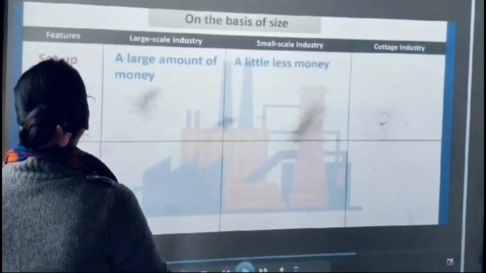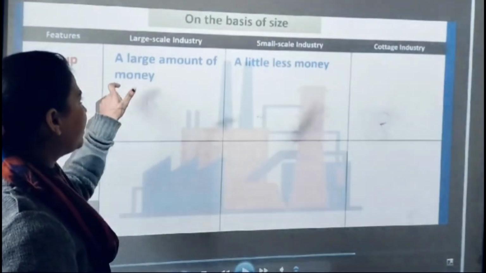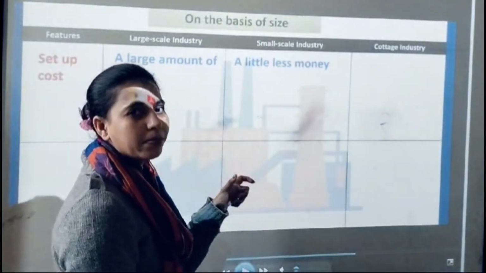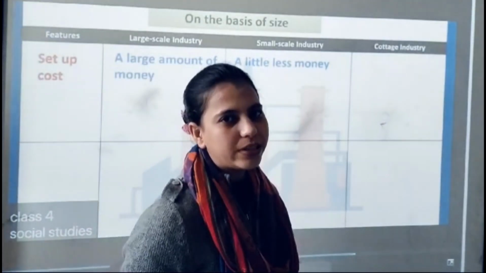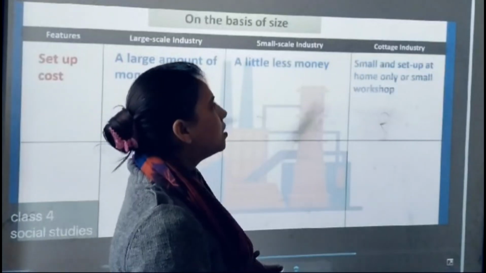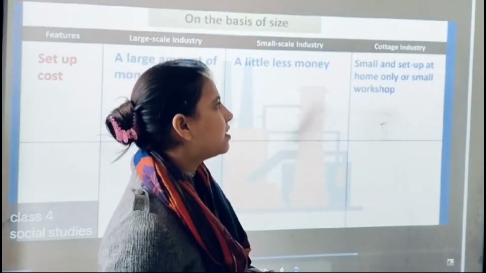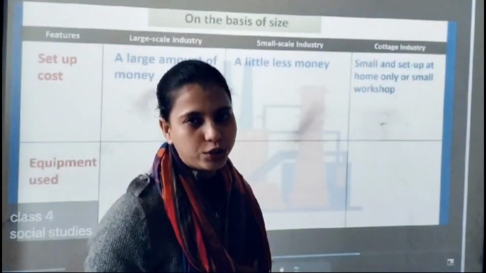First one is the setup cost. What is the setup cost of the large scale industries? We need a large amount of money to set up a large scale industry, and we need a little less money to set up a small scale industry. So how much cost we need to set up a cottage industry? That is small and set up at home only, or the workshop, right?